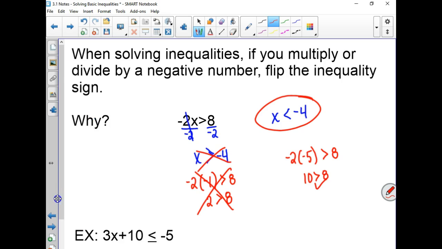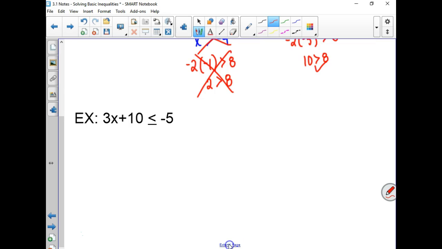So let's do an example here. I still like to draw a line down through my inequality sign because it works a lot like an equal sign. So to solve this, it's basically a two-step inequality, not an equation. We would first subtract 10 from both sides. We get 3x on this side. Whenever that cancels out, we'll have less than or equal to -15.